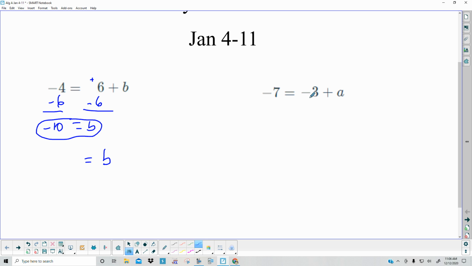This one, you have a negative 3. You're subtracting 3. What would undo subtracting 3? Adding 3. And if you do it to one side, you also have to do it to the other side.